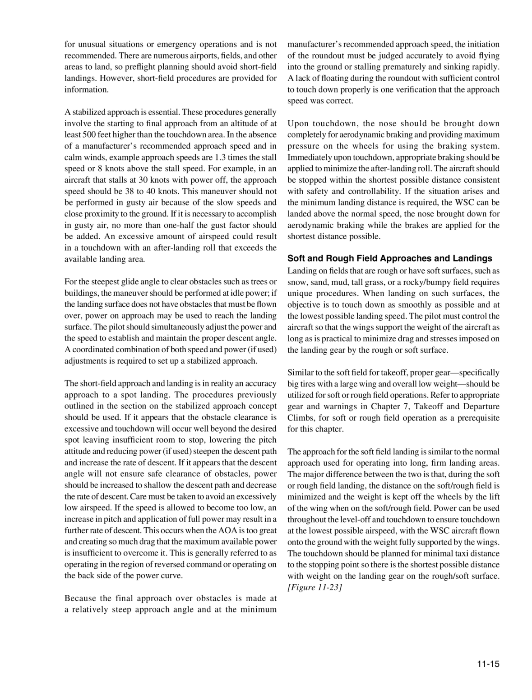Care must be taken to avoid an excessively low airspeed. If the speed is allowed to become too low, an increase in pitch and application of full power may result in a further rate of descent. This occurs when the angle of attack is too great and creating so much drag that the maximum available power is insufficient to overcome it. This is generally referred to as operating in the region of reversed command or operating on the backside of the power curve.